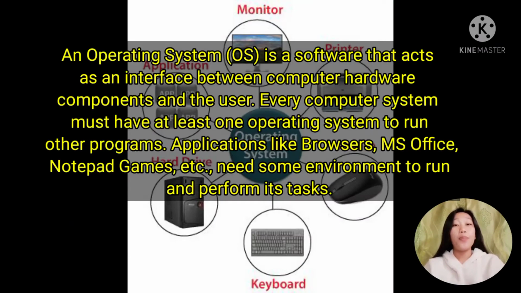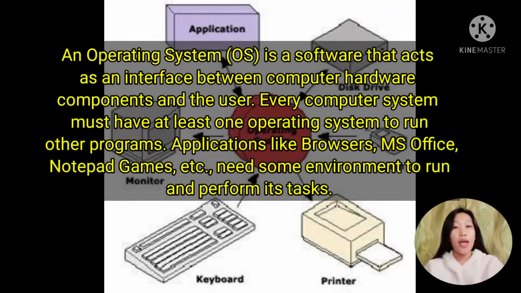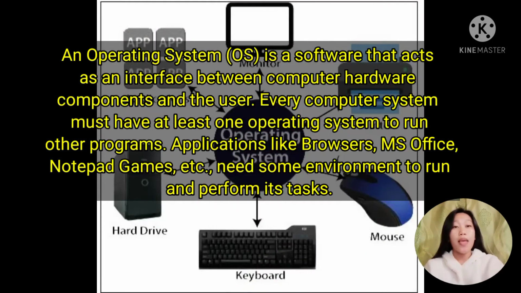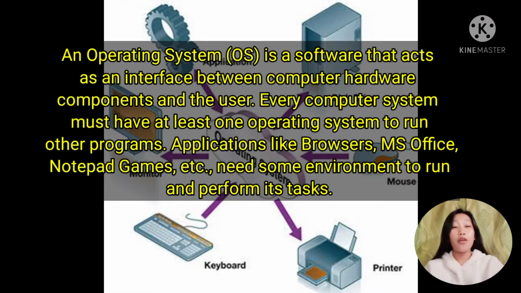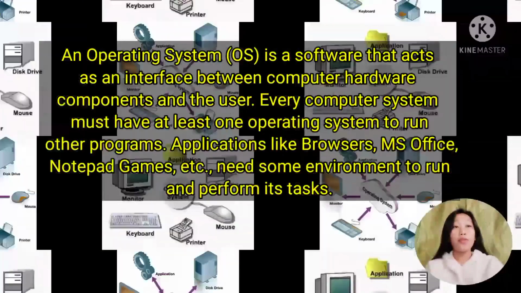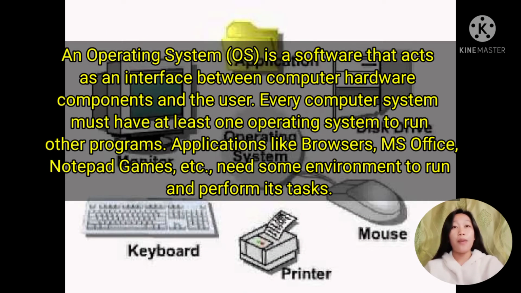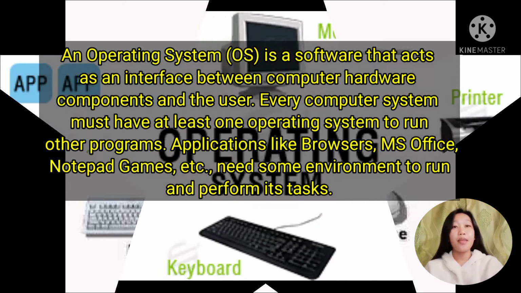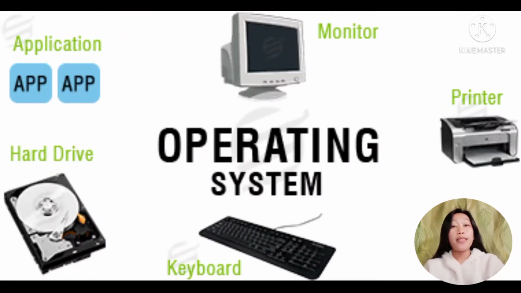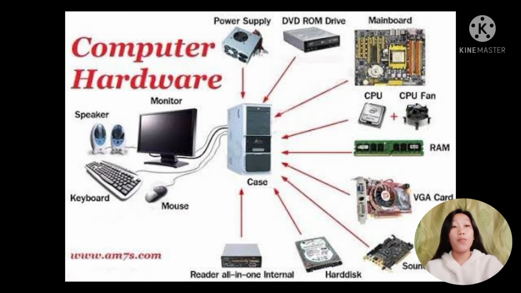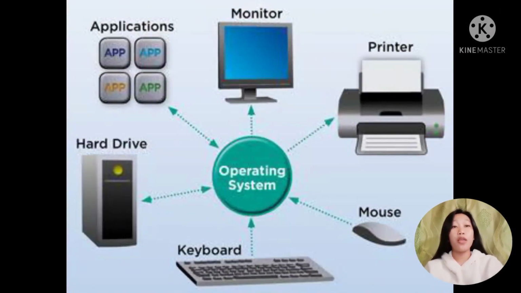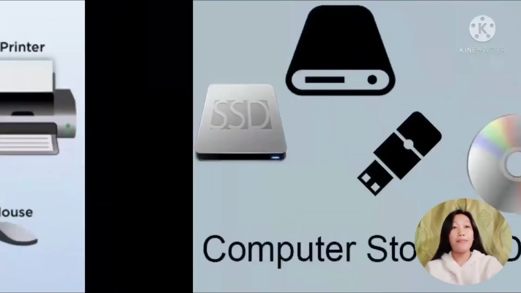Operating system. An operating system is software that acts as an interface between computer hardware components and the user. Every computer system must have at least one operating system to run other programs. Applications like browsers, MS Office, Notepad, games, etc. The operating system helps you to communicate with the computer without knowing how to speak the computer language. It is not possible for the user to use any computer or mobile device without having an operating system.